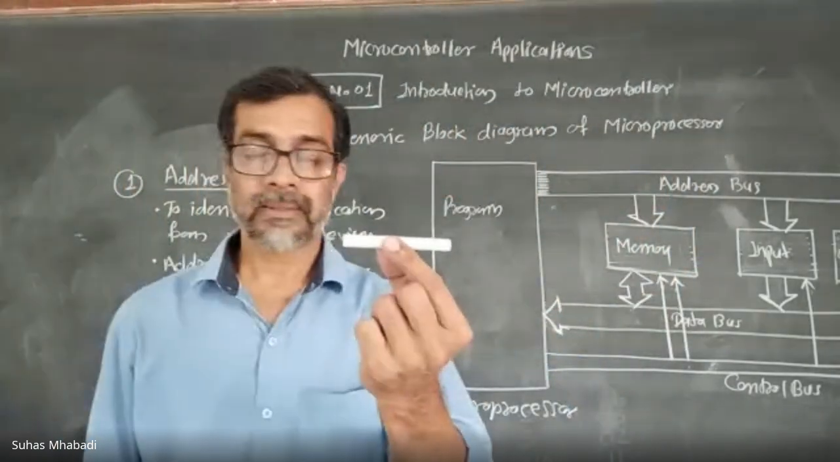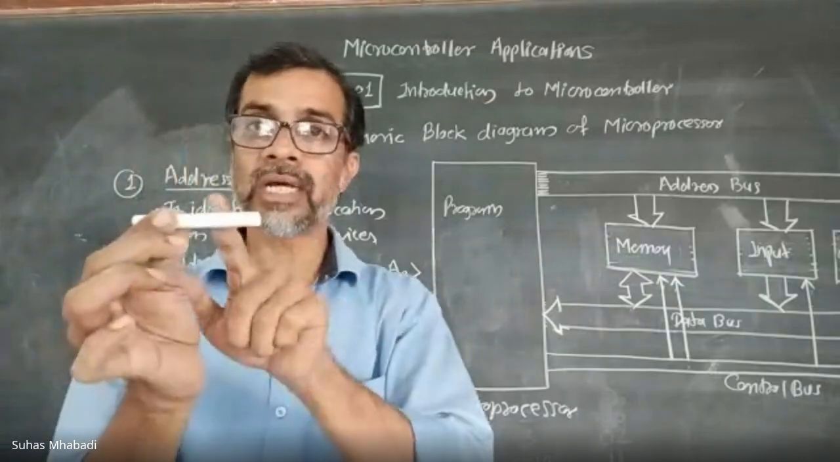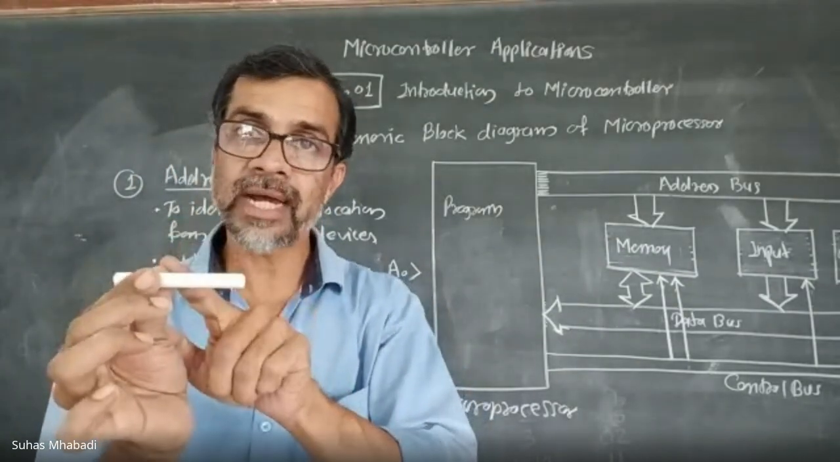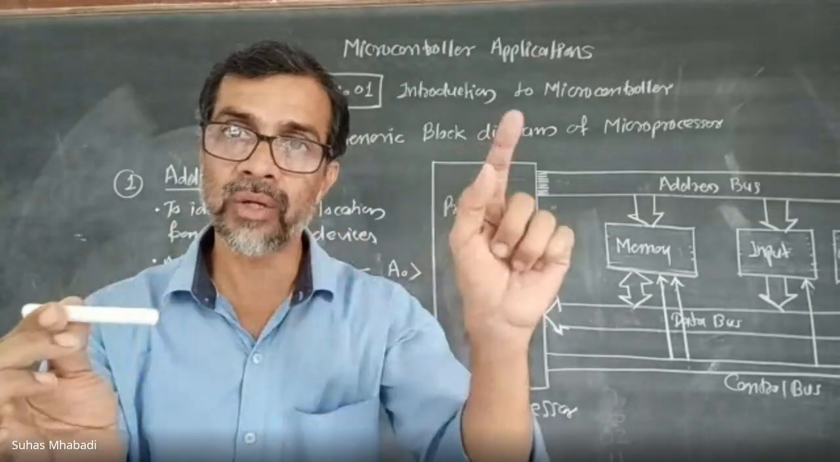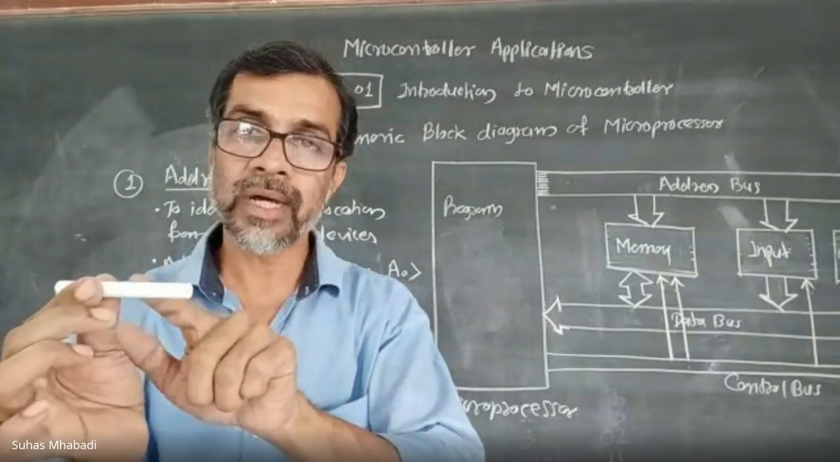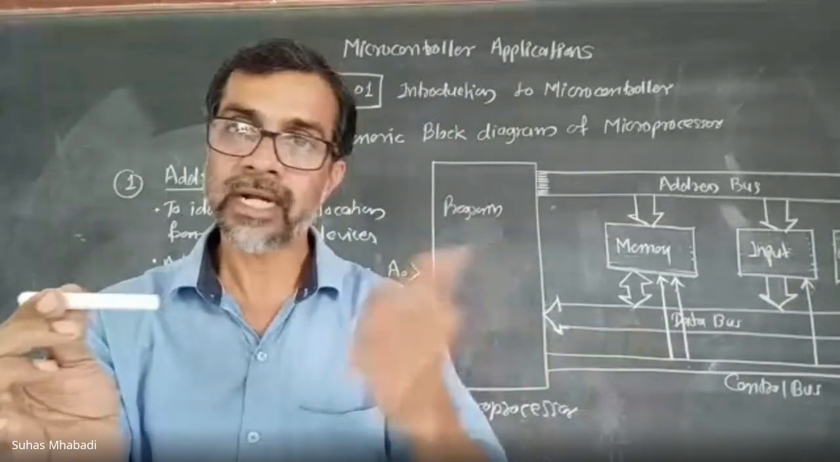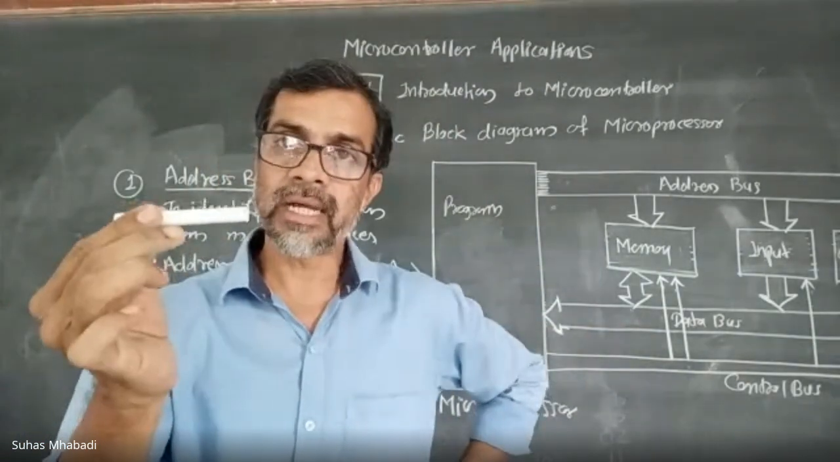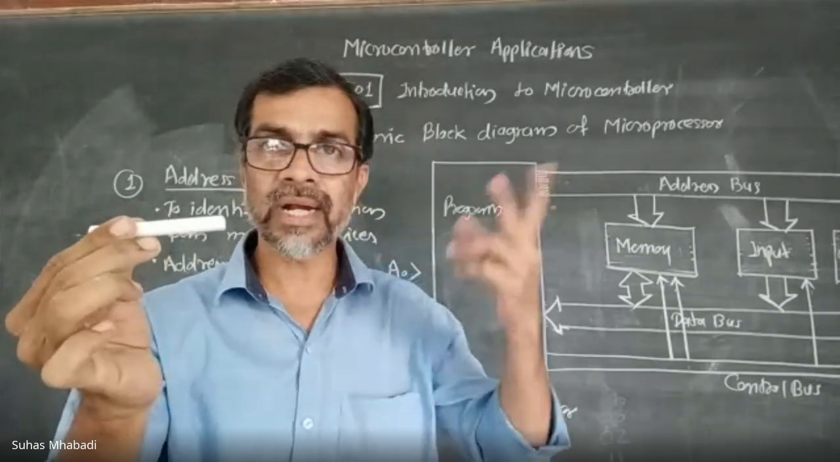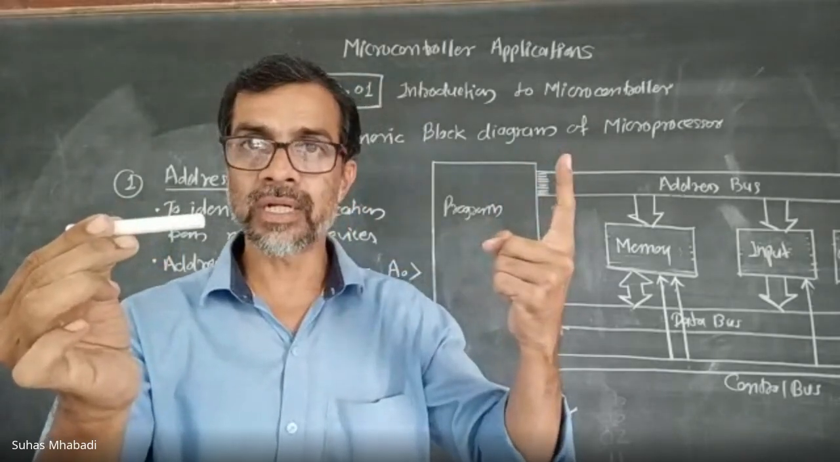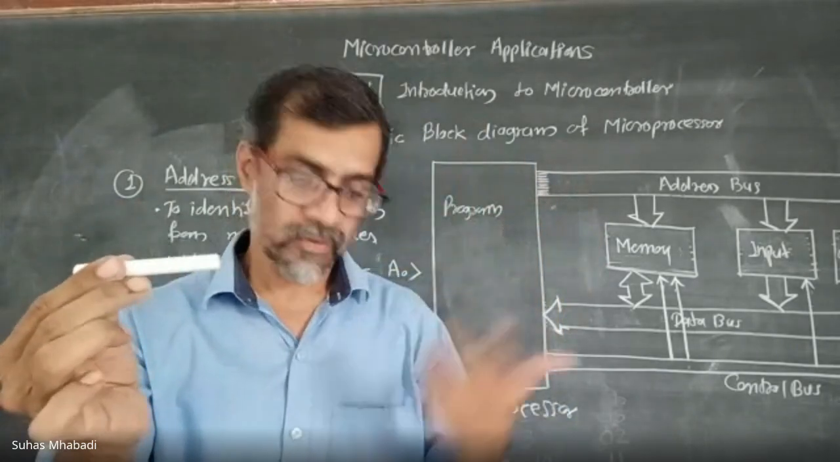Let's see how. Now there is one line. If the line is 0, then 0 is the address given to one location. If the line becomes 1, that is the address given to the second location. So with the help of a single line, I can define only two addresses. One address is 0, the other is 1. Fine.